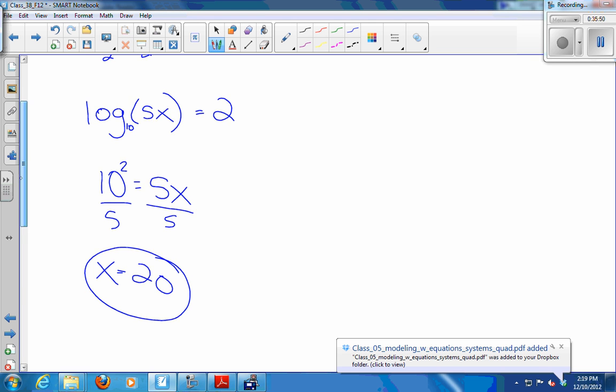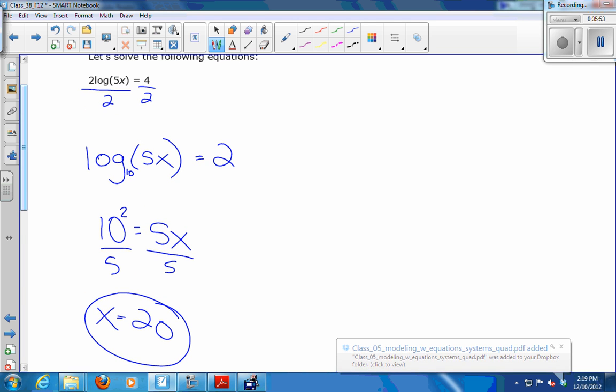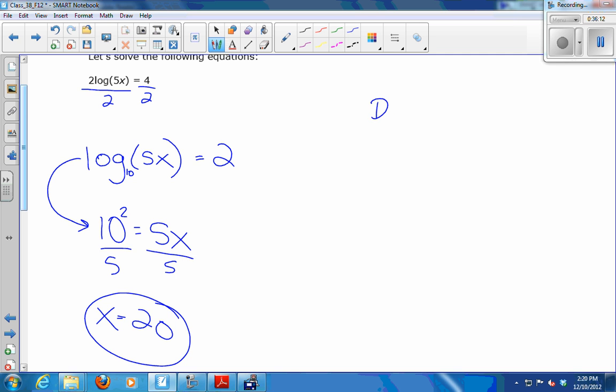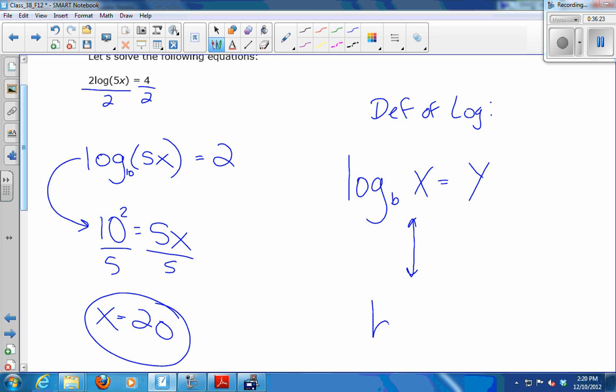What's the matter, Garrett? This step right here? This is the definition of a logarithm. 10 is the base in both equations. A log is an exponent. So my exponent is the 2, and it equals 5x. So this was the definition of a log. It said if I have log base b of x equals y, that means the exact same thing as b to the y equals x.